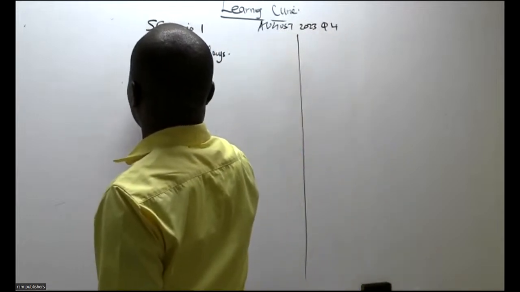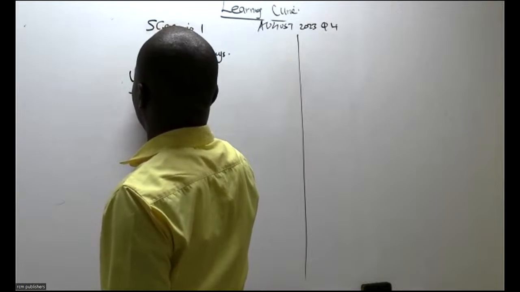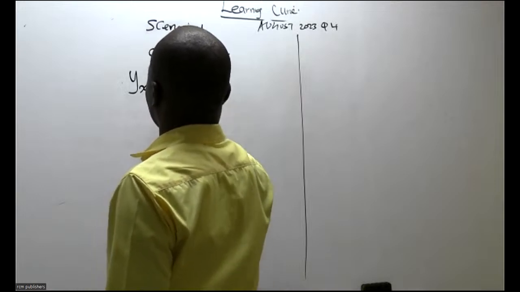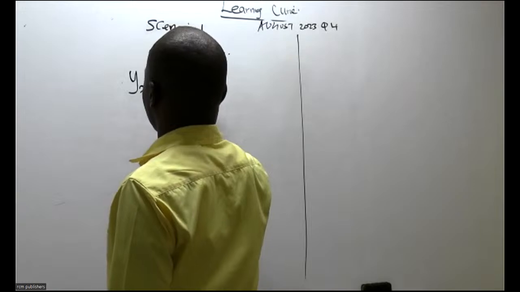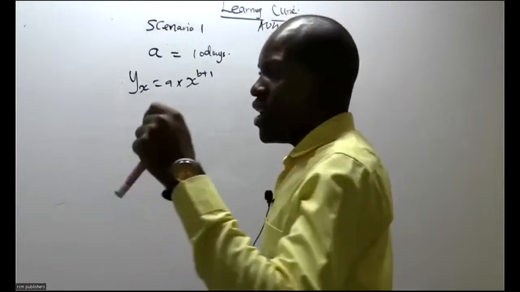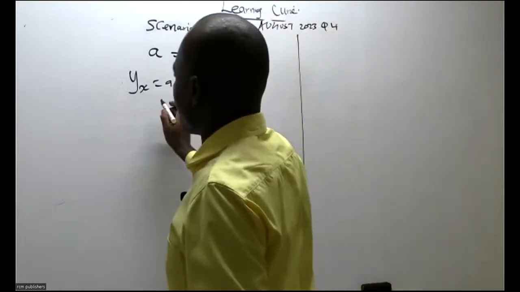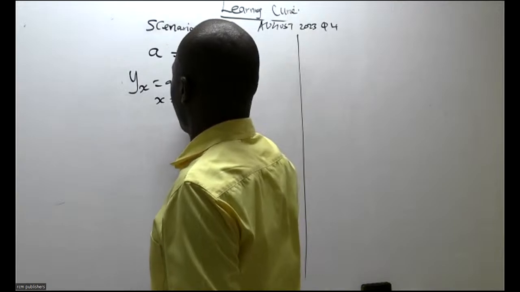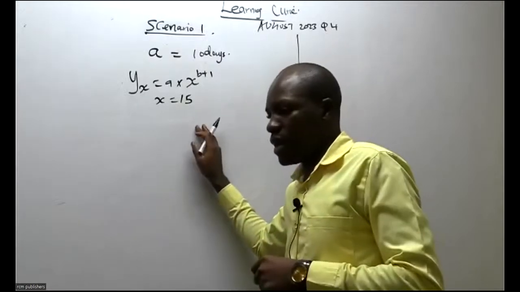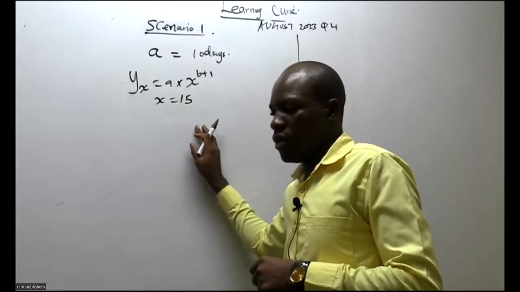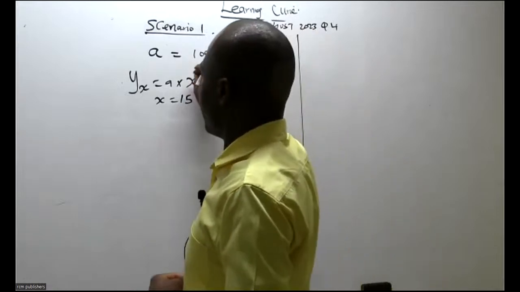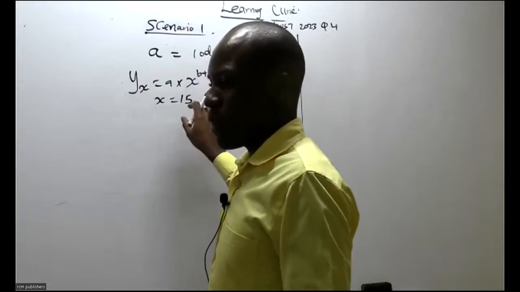Y is equal to A times X raised to the power B plus 1. So we have X, we have B somewhere. I want us to do something here. How many hours do they need to produce the 15 buses? So our X is 15. Remember, in scenario one they are working overtime to produce the 15 buses. So let's see the number of days they are going to take to produce the 15 buses.